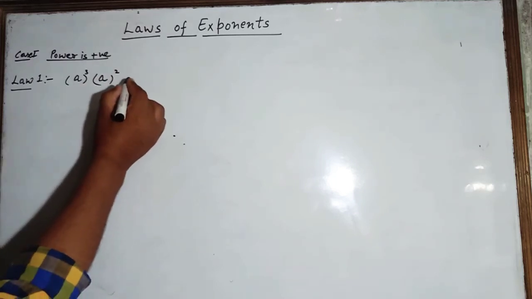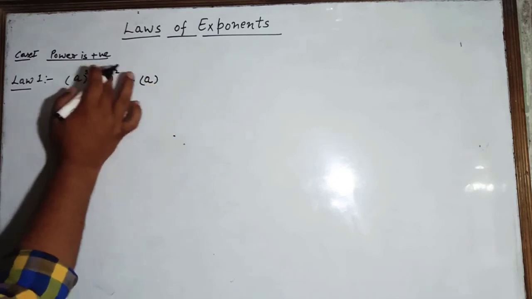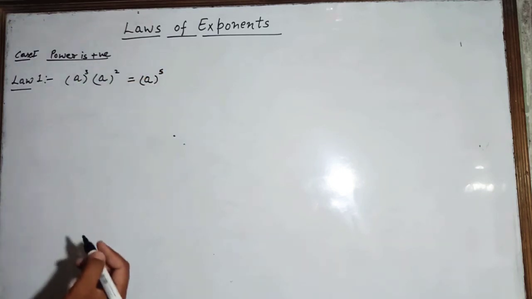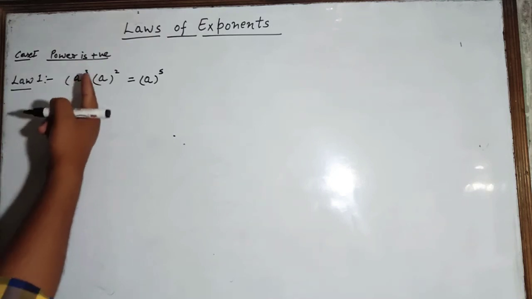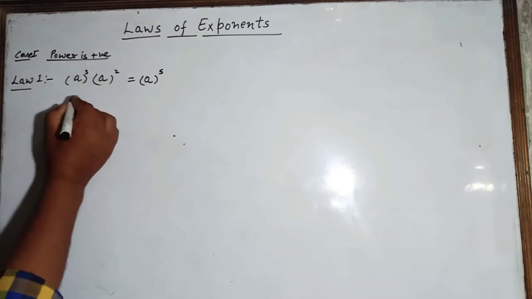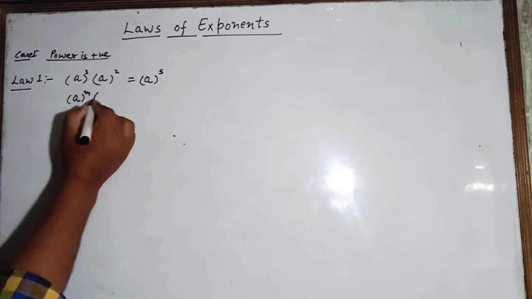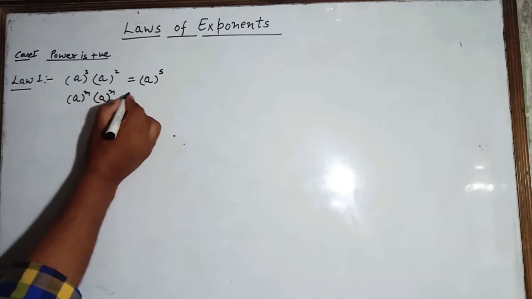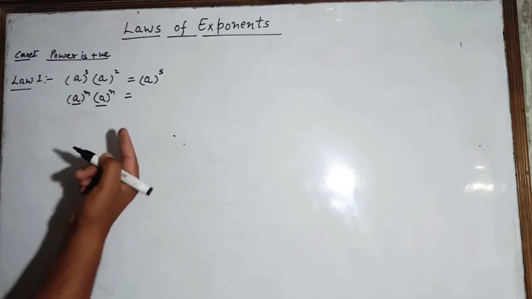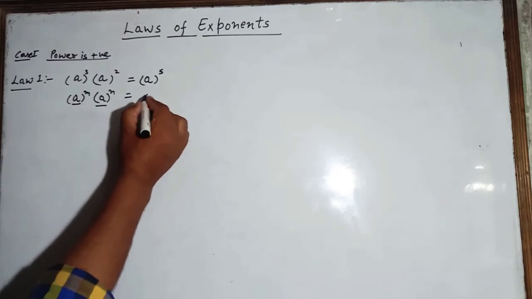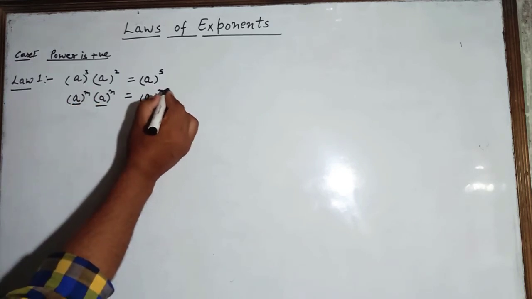So how can we write it? You can write it as a to the power 3 plus 2, that is 5. We can take m and n, two variables, in place of 3 and 2. So a to the power m into a to the power n will always be equal to, if the bases are the same, the base will remain the same and the powers we will add: m plus n.